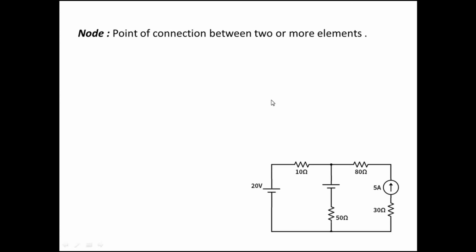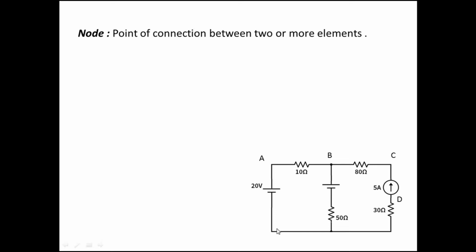For example, consider this circuit. Here this point is formed by connection between this element and this element, so it is a node. Similarly, if you consider this point, it is formed by interconnecting this element and this element, three elements, so it is another node. Similarly, this point is formed by connecting 80 ohm and 5 ohm current source, so it is another node. Similarly here, there is an interconnection between this element and this element, so it is a node.